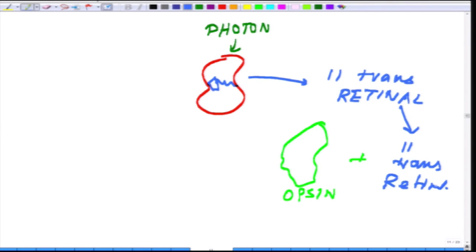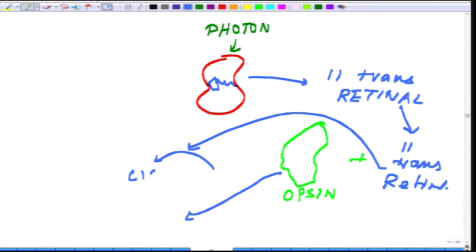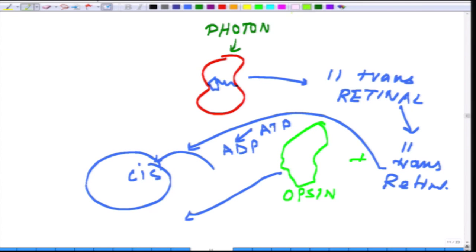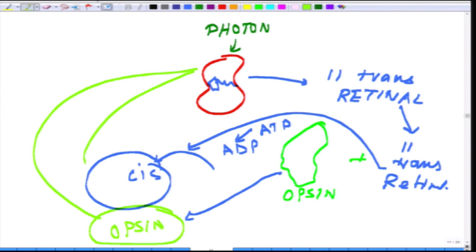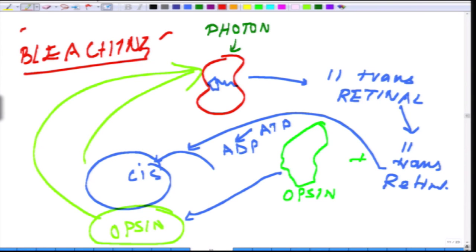Now, this opsin protein remains pretty much an orphan at this stage. Whereas, 11-trans retinal through an enzymatic action becomes cis again. There is a complete enzymatic action where ATP is being used to convert it into 11-cis retinal. Now, this cis form again assembles with the orphan component, which is the opsin, and again forms this structure. This is basically what is called the bleaching phenomenon. There is a kind of continuous bleaching taking place within the eye. But during that process, something else has happened.